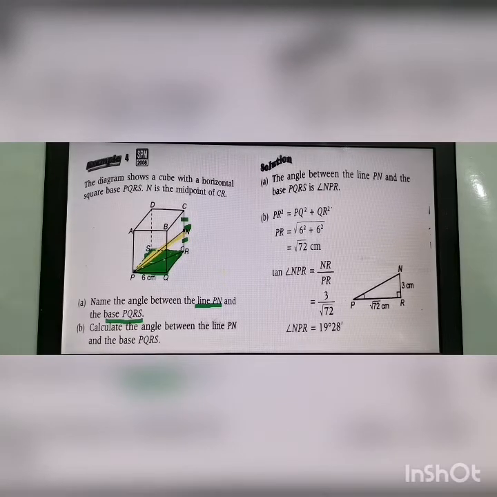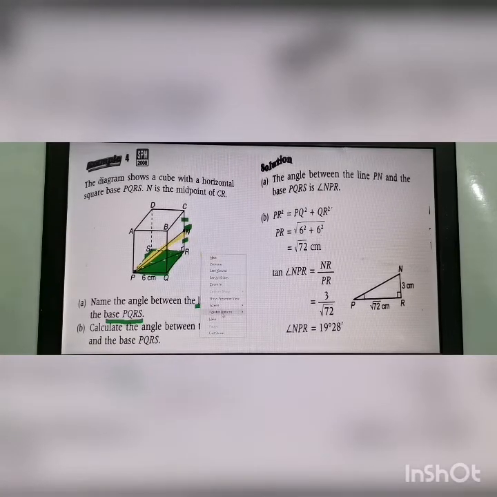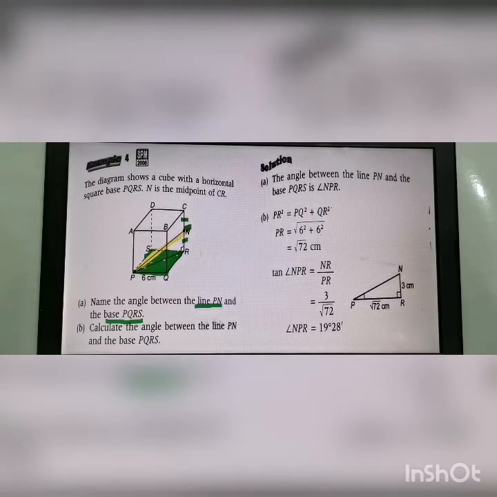So how to find the angle? For this question actually very easy. Exactly, you see the triangle standing on the base, the green color there. So the angle will be NPR, here. This is the angle. NPR is a right angle triangle.